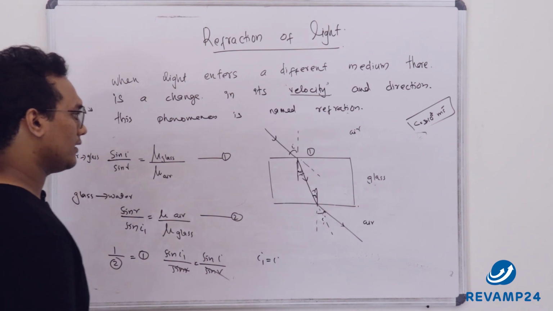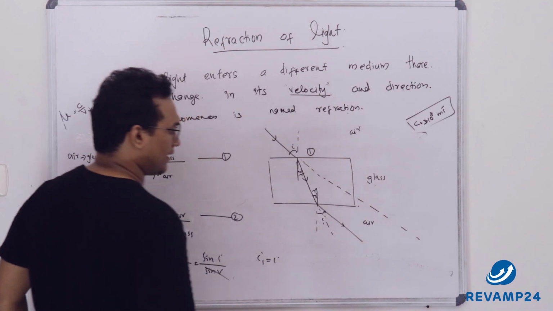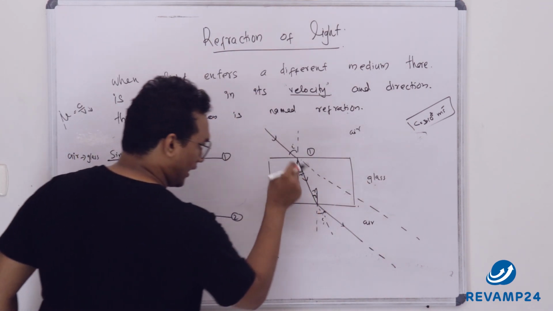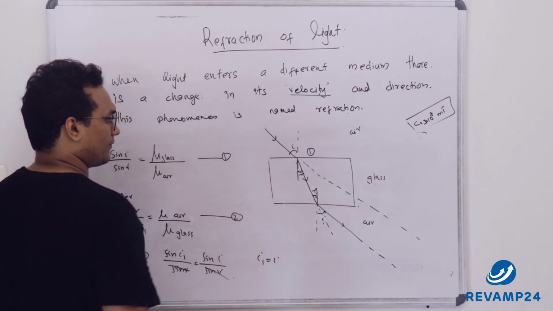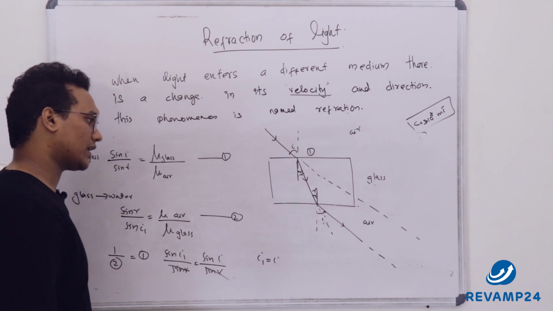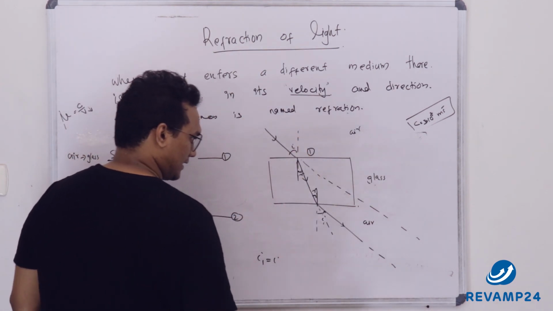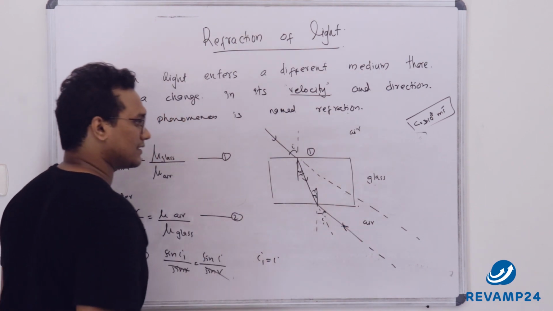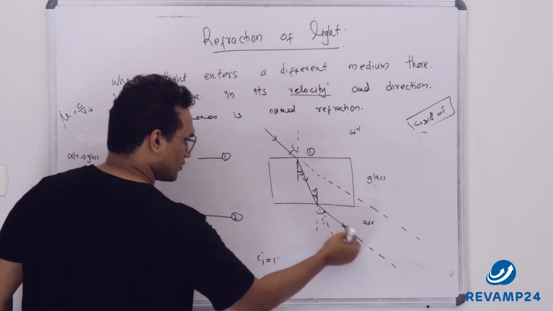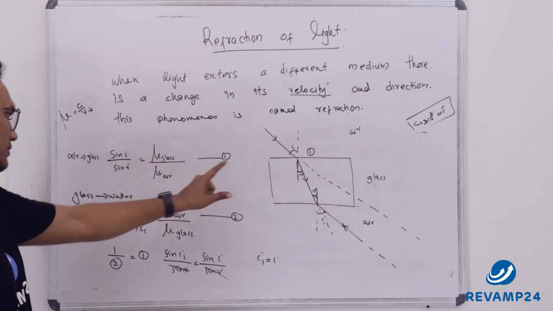So what does this mean? After double refraction, one refraction and then a second refraction, the incident ray and the refracted ray would move parallel to each other. And one more conclusion: instead of light going in this direction, if I send the light in this direction, it would retrace the same path. So from here, then here, then here. So this is the case.